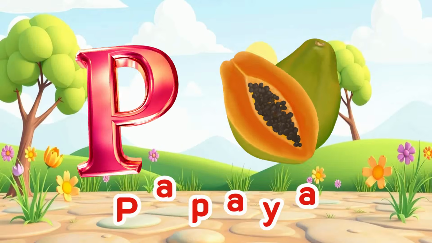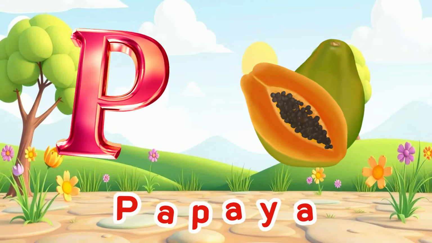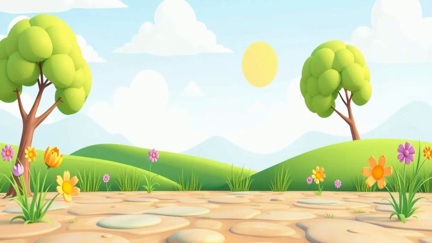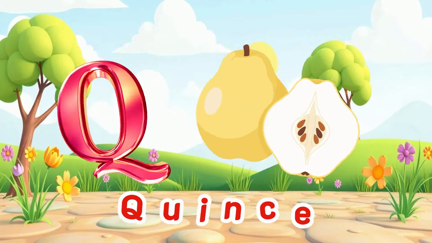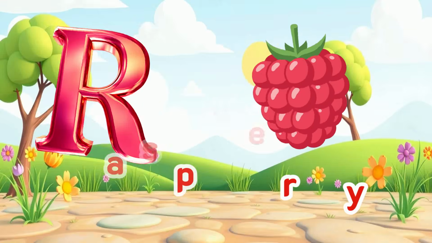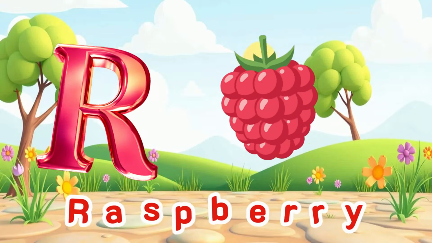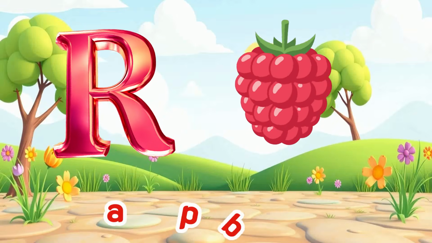P is for papaya. Papaya. Q is for quince. Quince. R is for raspberry. Raspberry.